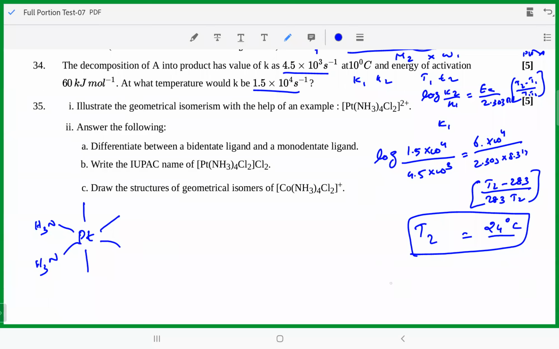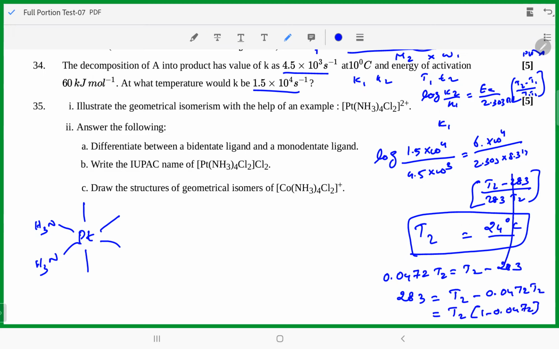Finally, at 0.0472, T2 would be T2 minus 283. Then when you are solving this, you bring T2 to one side. 283 is equal to T2 minus 0.0472 into T2. So to remove T2, 1 minus 0.0472. When you are dividing, you will get that. It will be in Kelvin. You have to convert it into degree.